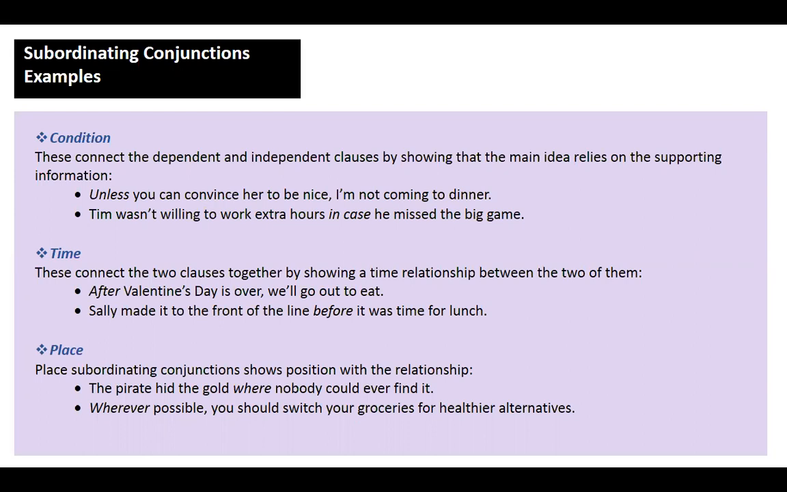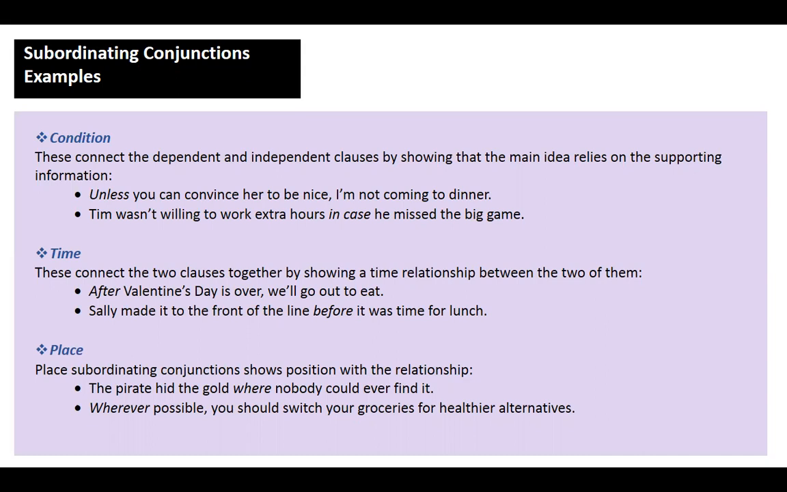And the fourth category of subordinating conjunction is time. These connect the two clauses together by showing a time relationship between the two of them. The first example is: after Valentine's Day is over, we'll go out to eat. And the second example is: Sally made it to the front of the line before it was time for lunch.